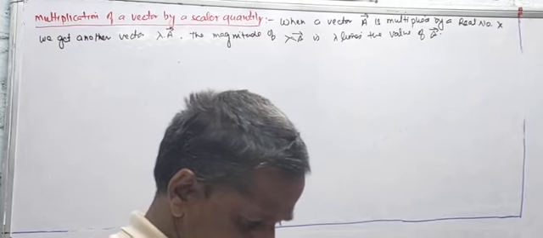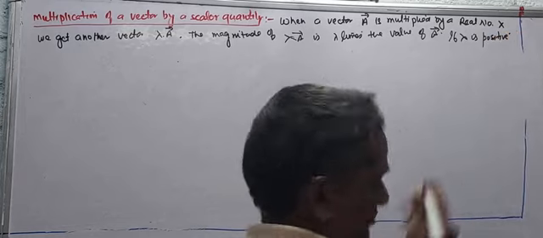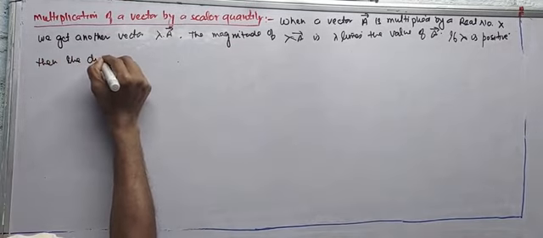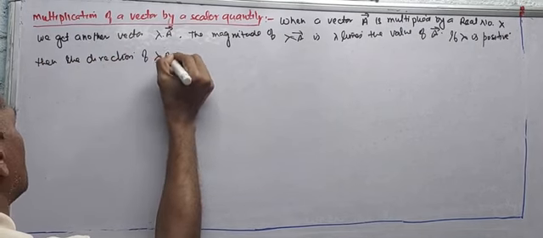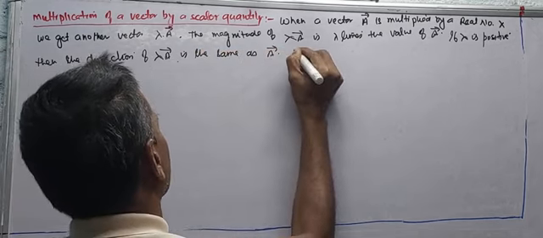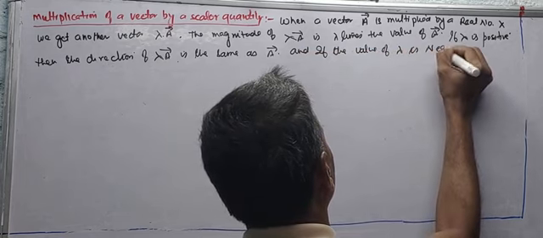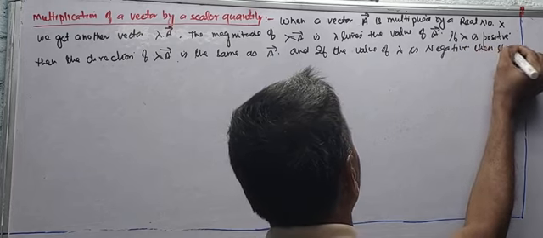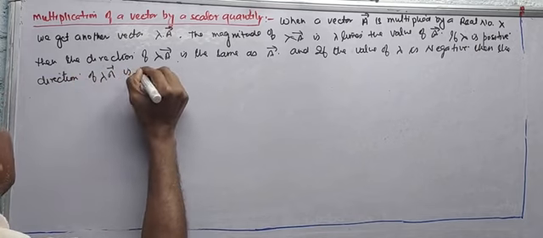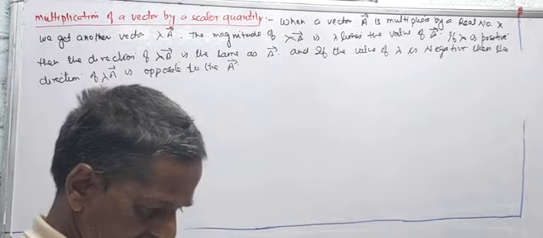vector. If lambda is positive, then the direction of lambda a vector is the same as a vector, and if the value of lambda is negative, then the direction of lambda a vector is opposite to the a vector.